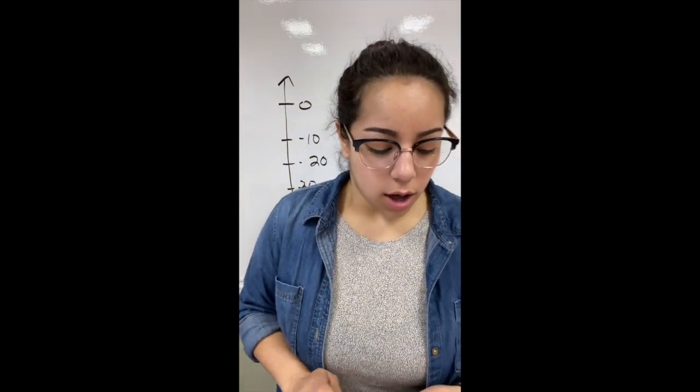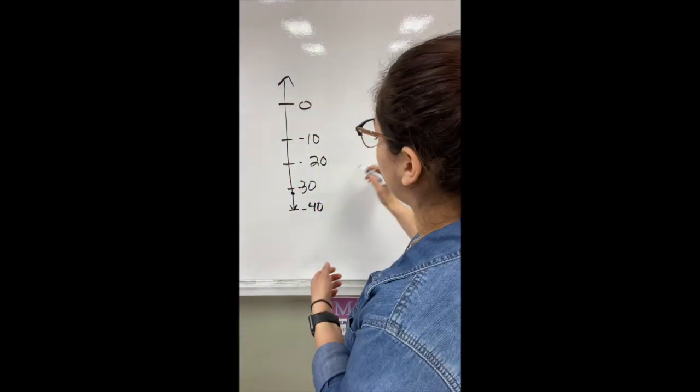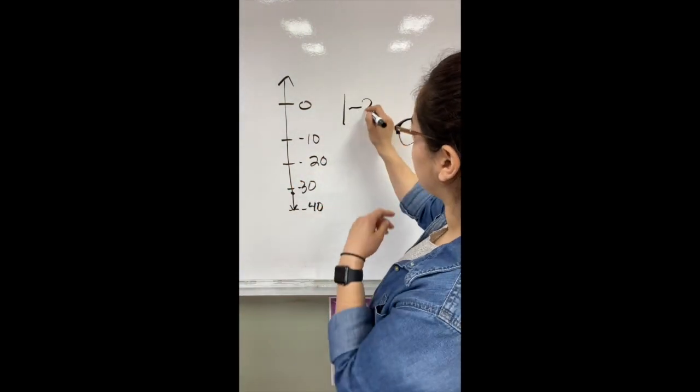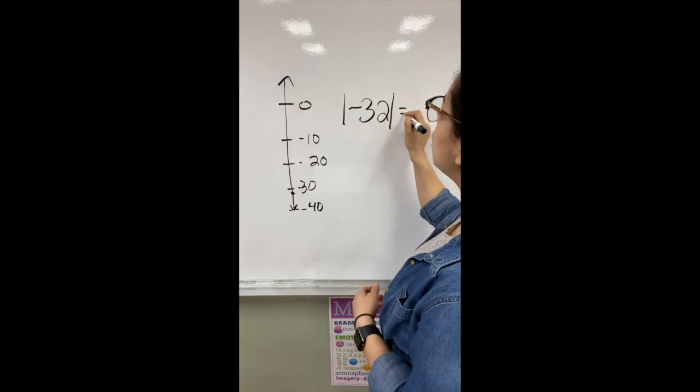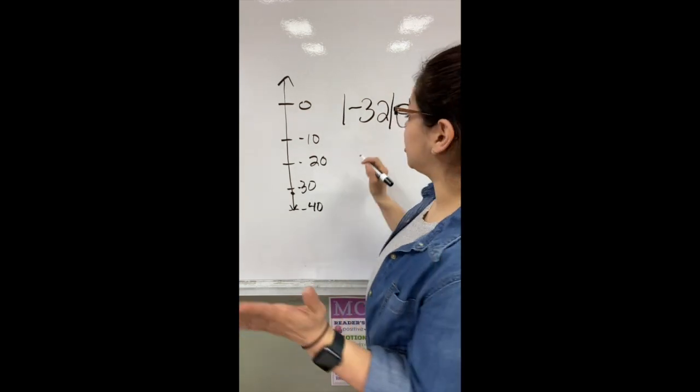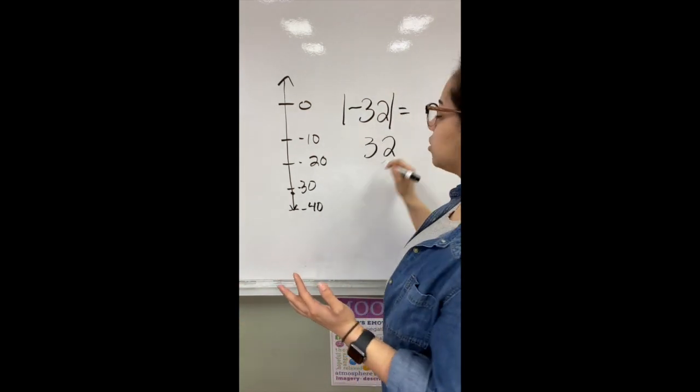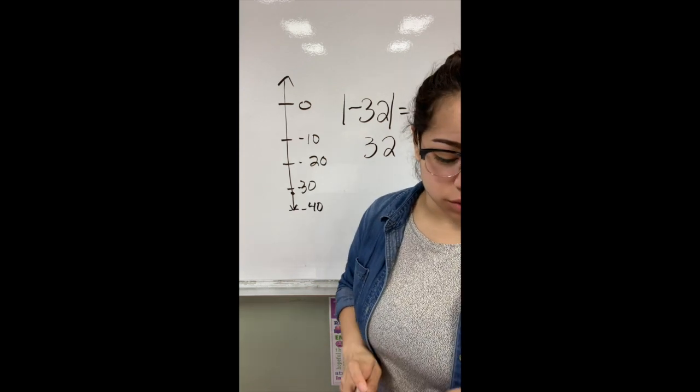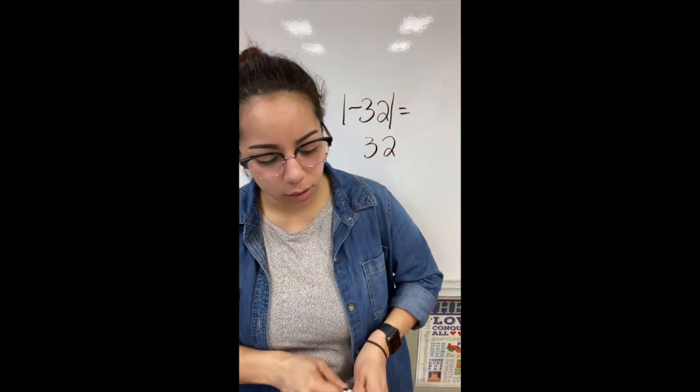So remember what I said? Absolute value of anything: how many spaces is it to 0? We have the absolute value of -32. It's going to be 32. Look at that, +32. So that's what you're going to write there. We are going to skip numbers 1 and 2, so don't worry about that.